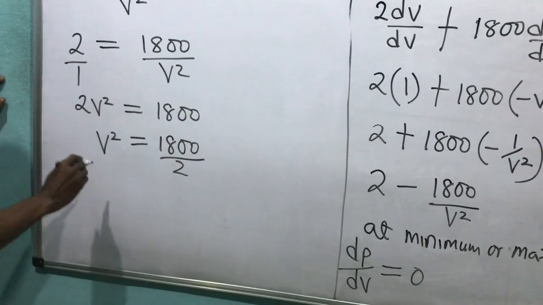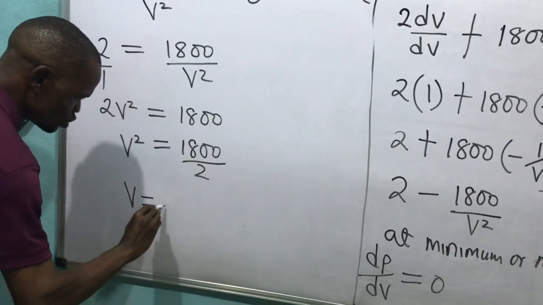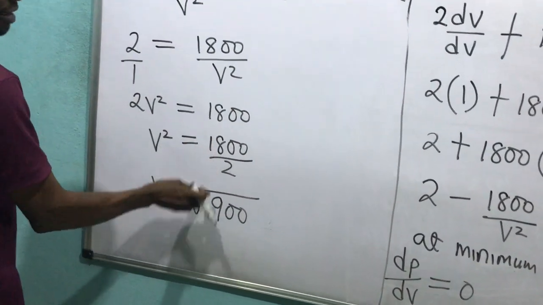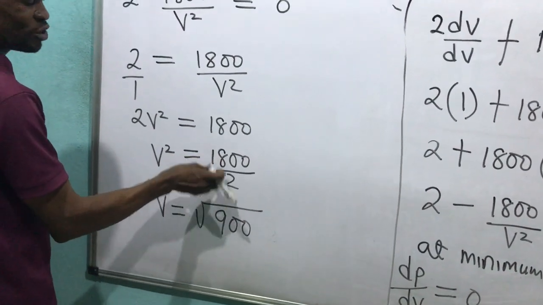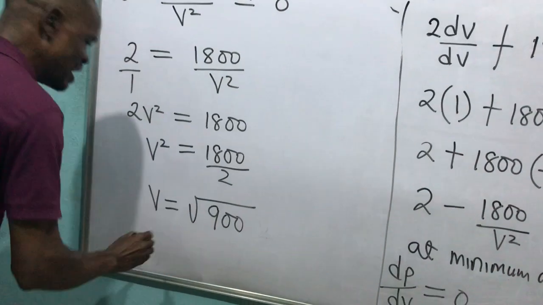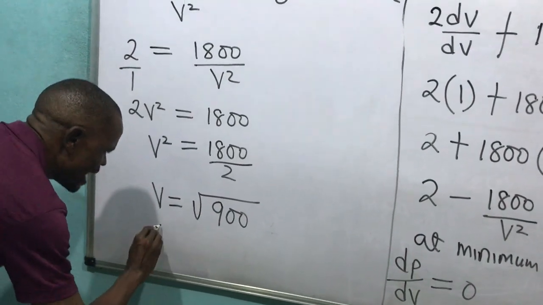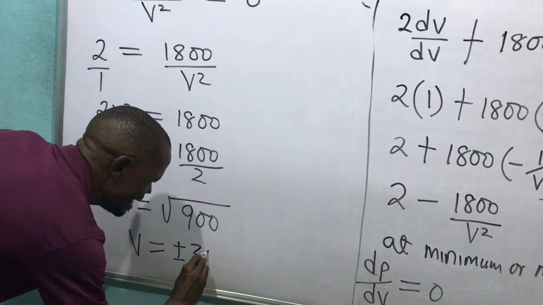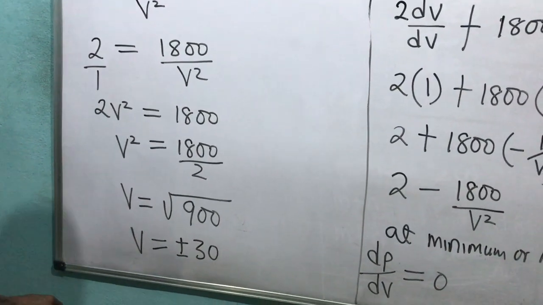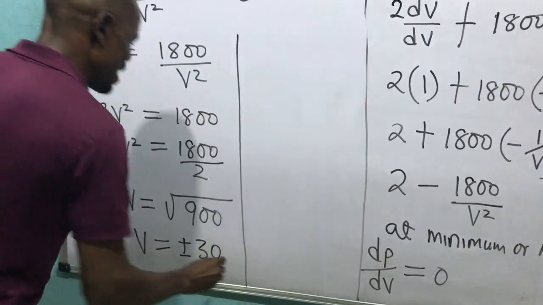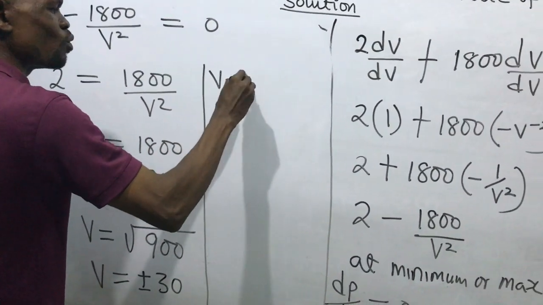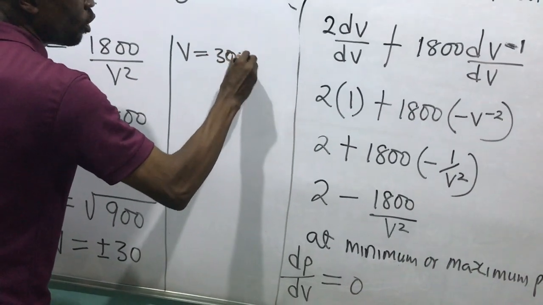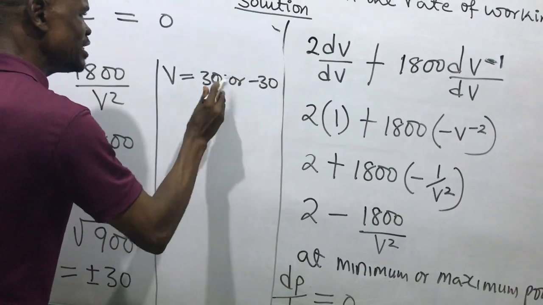I will have this. Then I'm going to have that v is equals to square root of 900. This divided by 2 will give me 900. This 18 divided by 2, that's 900. Then square root of 900 will give me v is equals to plus or minus 30. That implies that the value of v is equals to 30 or minus 30.